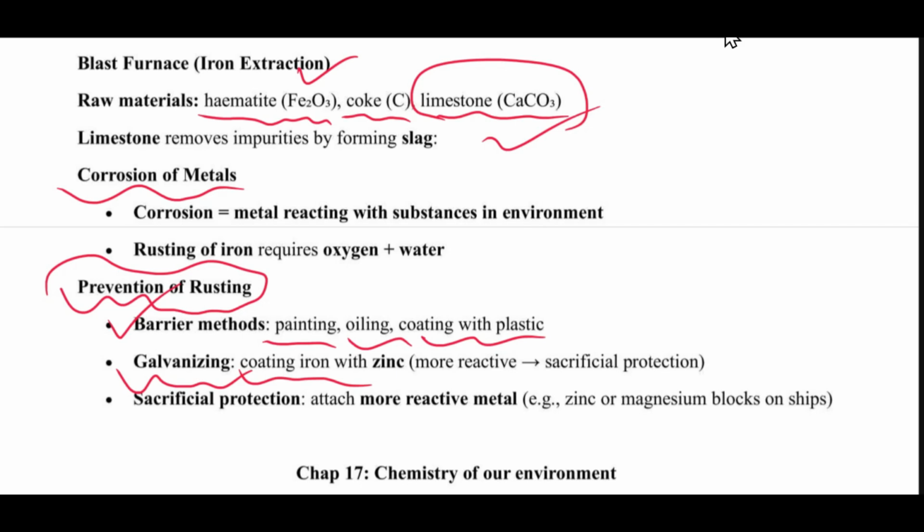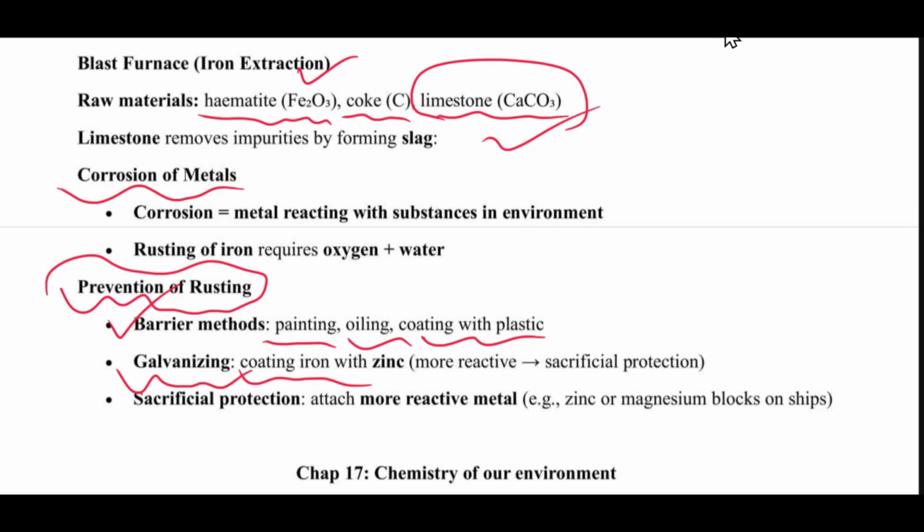what will happen? The zinc will act as a sacrificial protection or a sacrificial metal. It will itself oxidize first, so it will protect the iron. So itself it will rust, but it will protect the iron. That is called the galvanizing method.